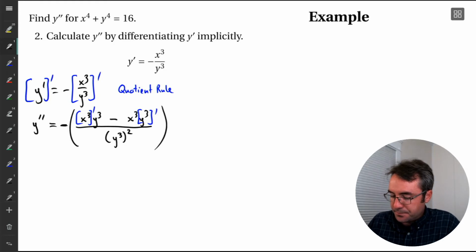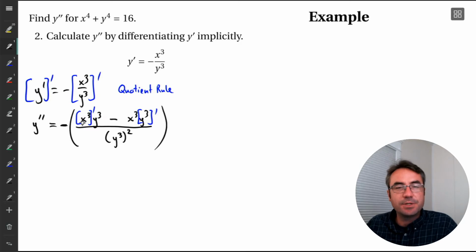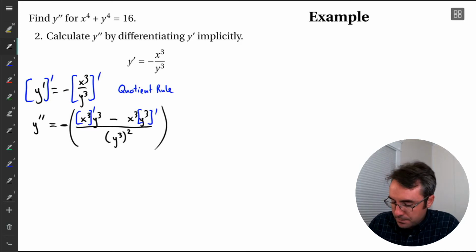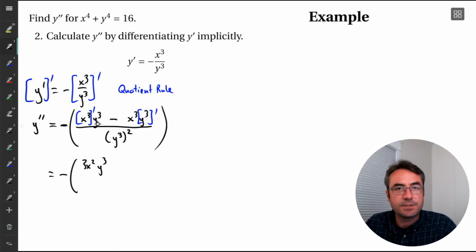Okay. So now we want to keep differentiating. So we have this x cubed to differentiate. So that's just an x term. We can differentiate it like usual. So when we do that, we get 3x squared. Then we have our y cubed there. It's outside the brackets, so we're done with that.